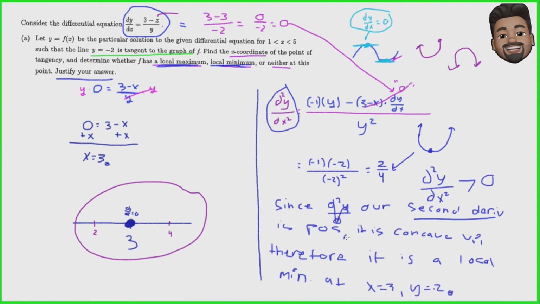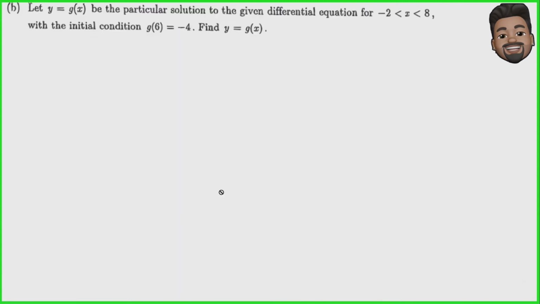Pretty tough one, but hopefully that makes sense. A lot of these problems are going to utilize the second derivative to help you determine whether it's a local min or a local max. Let's go ahead and go to our bread and butter, which is basically part B. Let y equal g of x be the particular solution for this equation. Okay, kind of given information that we already knew with this initial condition.